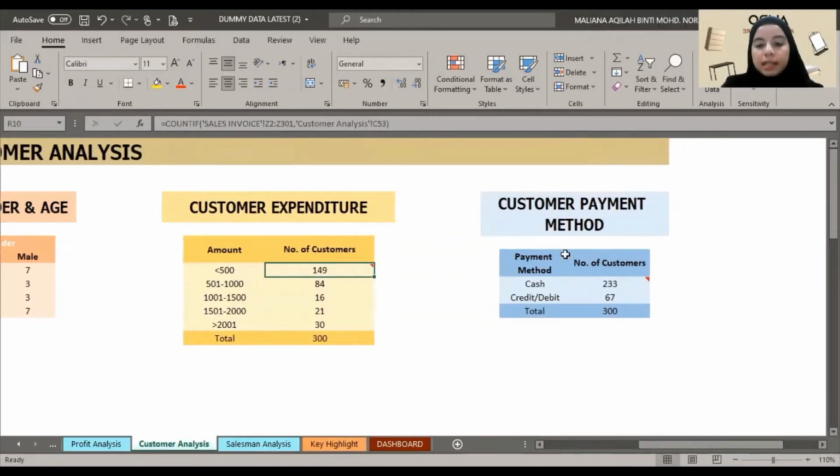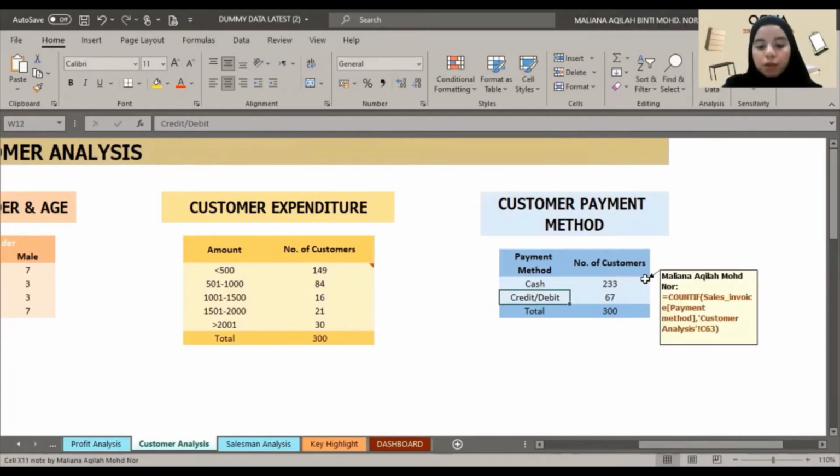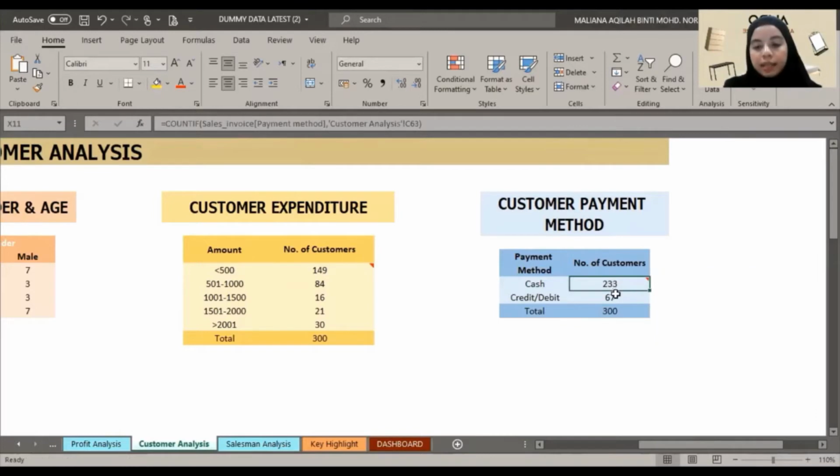Next analysis is customers' payment method. We offer only 2 payment methods to our customers, which are cash and credit or debit payment. In this analysis, we also use the COUNTIF formula to count the number of customers' preferred payment method. As we can see here, the majority of our customers prefer to pay in cash, and only 67 customers paid with credit or debit card.